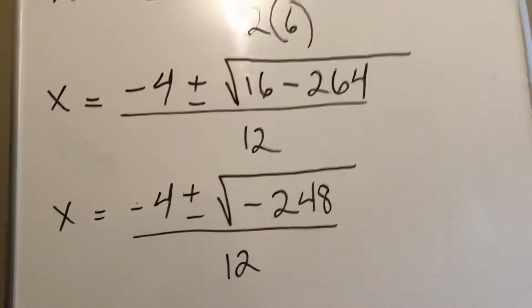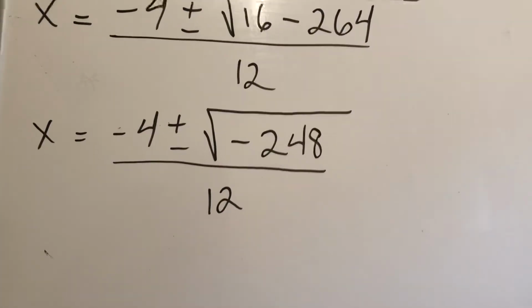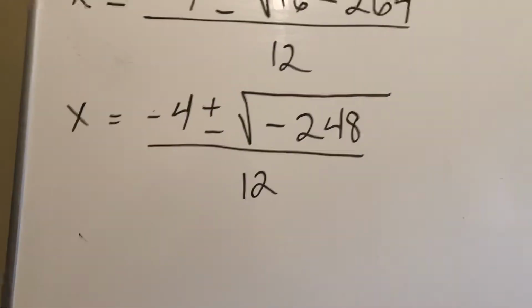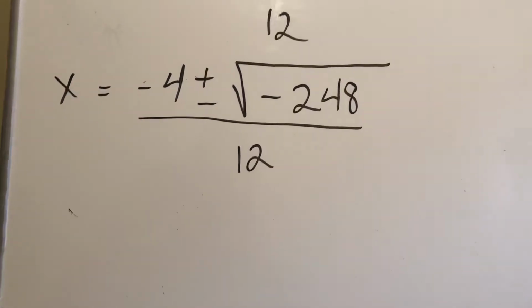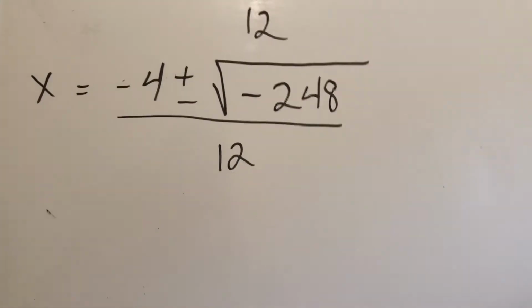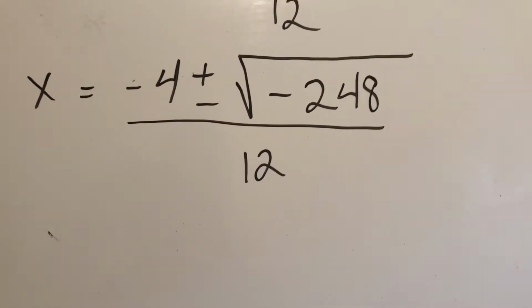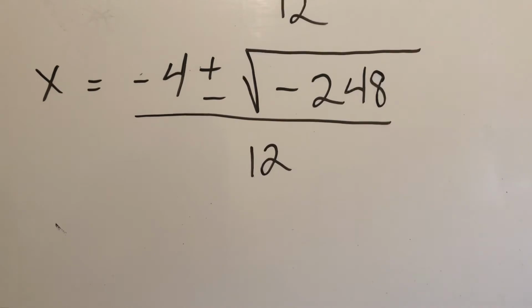16 minus 264 gives me -248. I'm going to do a couple things now. I have a negative underneath my square root, so I need to factor that out by using i. I also need to simplify radical 248. Now I know that the perfect square that goes with this is going to be 4. If you find the factors of 248, you have 4 and 62.